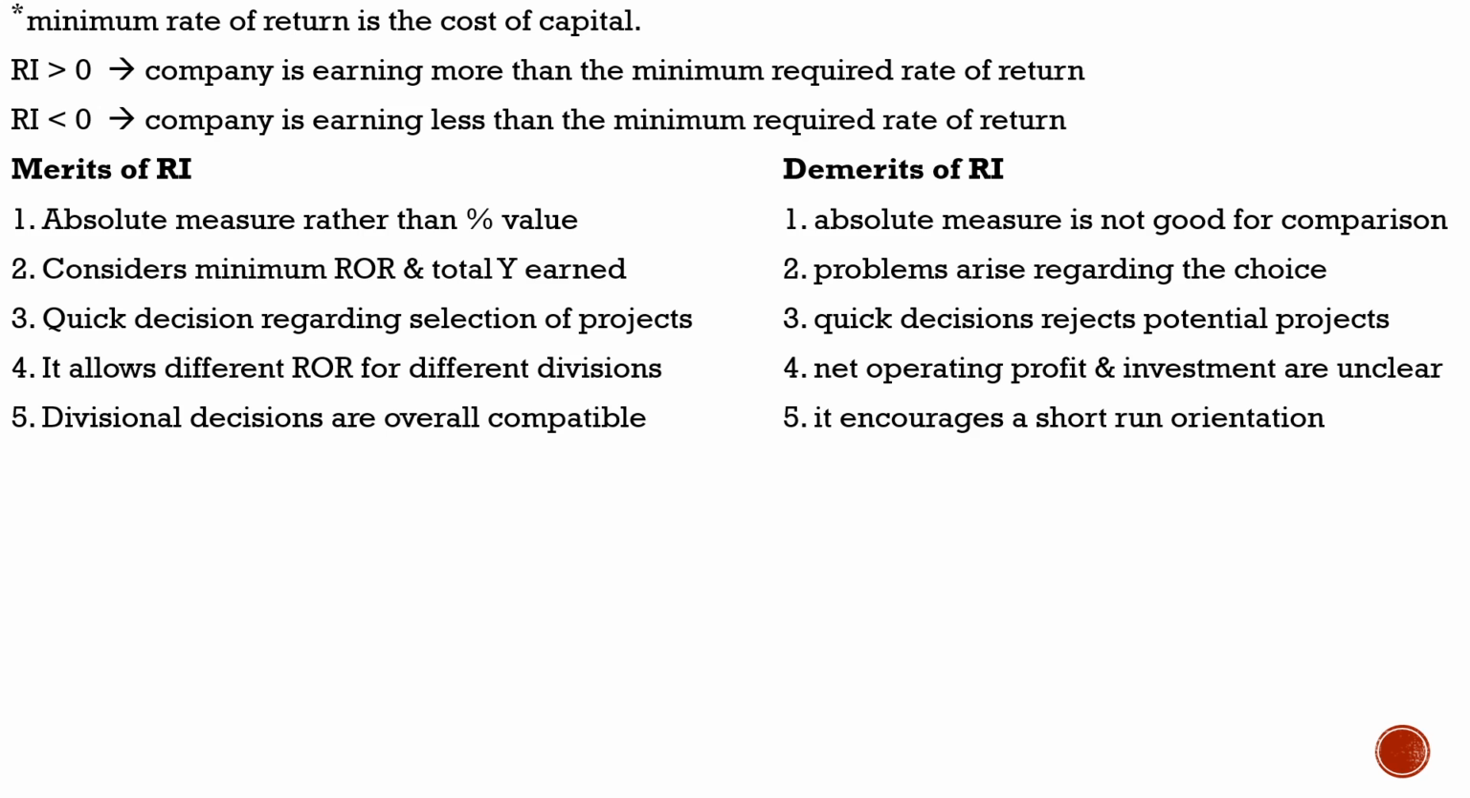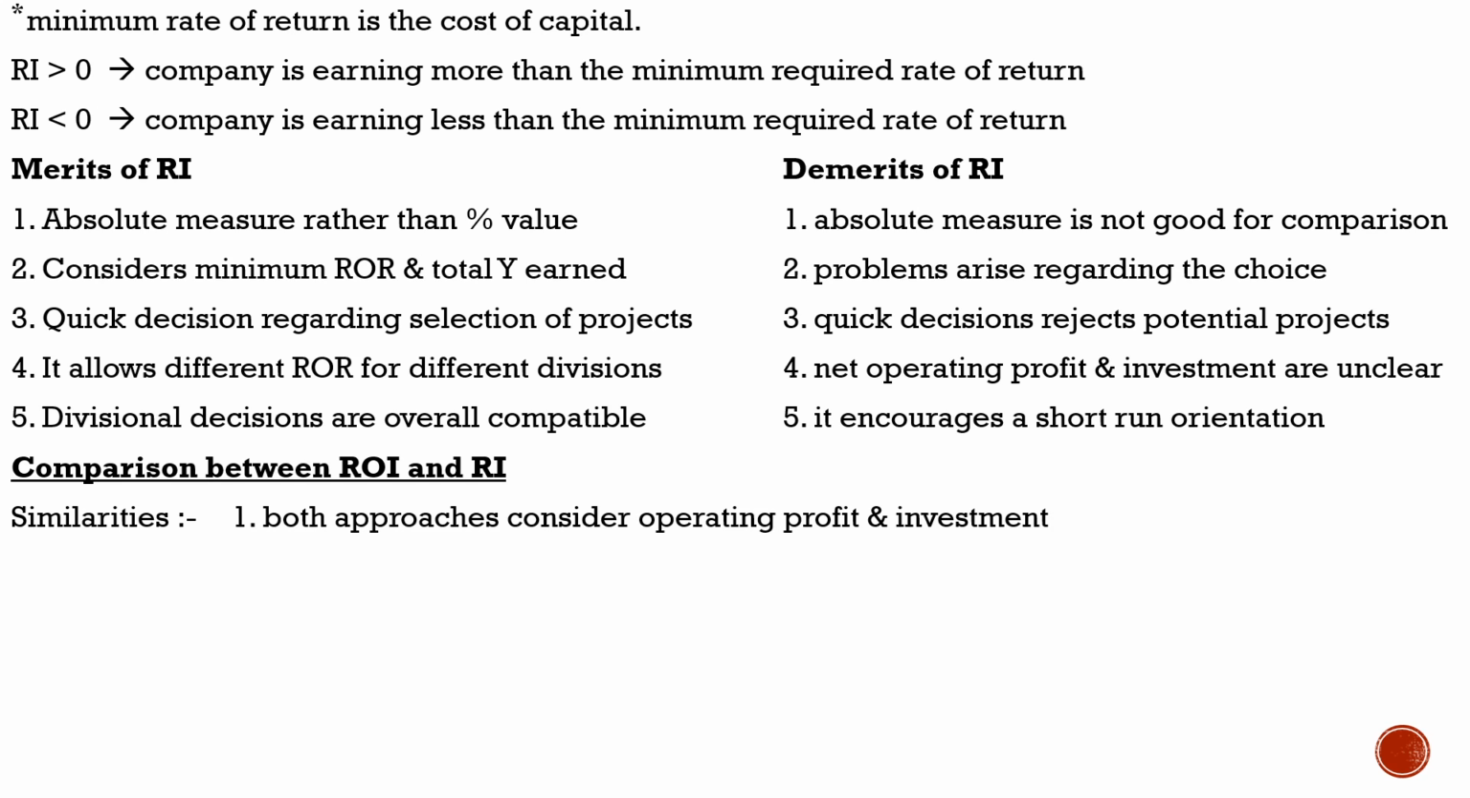Even though it has evolved as a correction for return on investment, let us discuss some of the comparison and difference between return on investment and residual income. The main similarity is that both approaches consider operating profit and investment. If you go through the equation, you can understand that. Both methods encourage short-run orientation. If you go through the demerits, you can see that both consider and encourage short-run orientation. So these are the main similarities between return on investment and residual income.